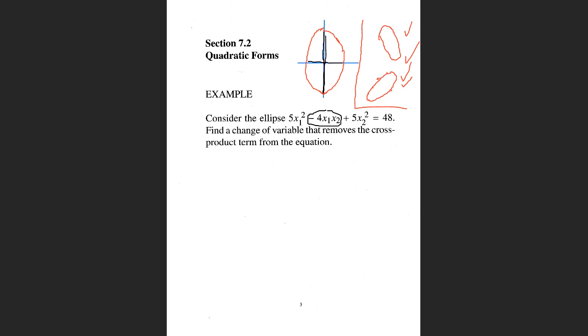I'm trying to recall the term. There's a word I'm looking for. Oblique ellipses. Yeah, that's what these are here. These are oblique ellipses, and using quadratic forms, we can graph those quite easily. Let me show you how.